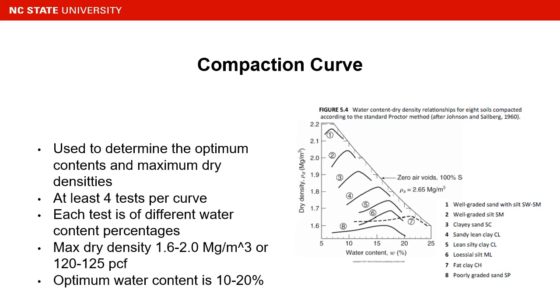In specifications, the typical maximum dry densities are 1.6 to 2.0 megagram per cubic meter or 100 to 125 pounds per cubic foot, and the typical optimum water content is between 10 and 20%. Here we can see the compaction curves of various soils from class. The one we will see later most closely resembles curve 2 of a well-graded silt.